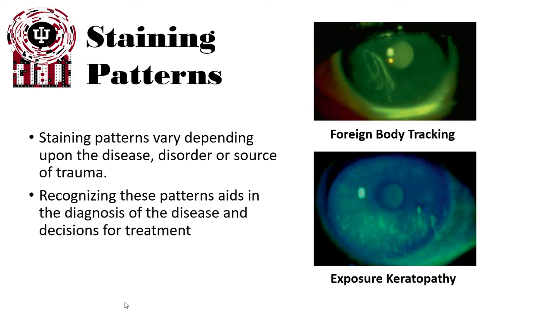Conversely, on the inferior image, we see exposure keratopathy. In that example, because the eyes are exposed on the inferior portion of the cornea, remember the lid is sitting over the superior part, thereby protecting the more superior part of the eye, we start to have damage, and we start to see that SPK pattern start to build up.